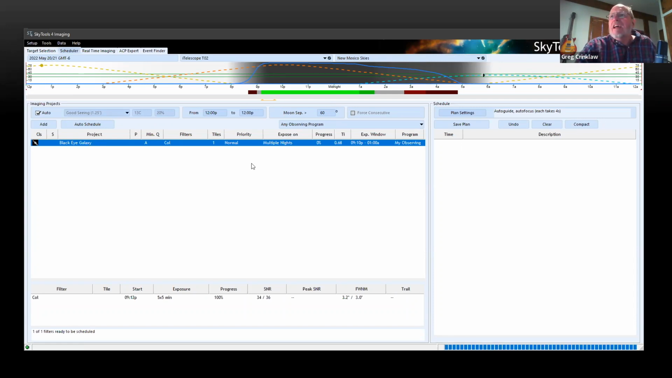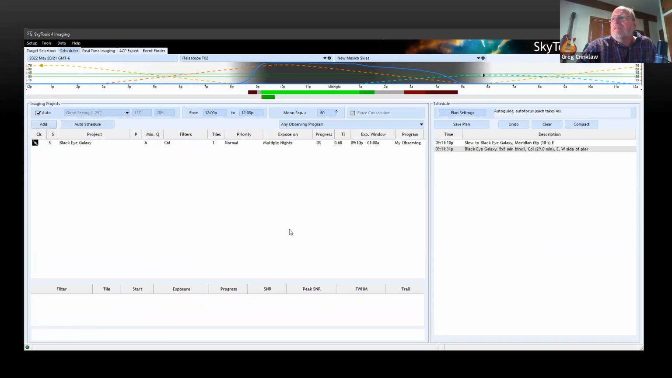So here's our black eye galaxy. Remember we talked about this graphic at the top here. This bright green section between, say, I don't know, 9:15 and 1 a.m. That's the best time to image. And it is saying, let's just go ahead and start at a little after 9. And I'm going to schedule it. I'll just click add, and it shows up in the schedule over on the right.